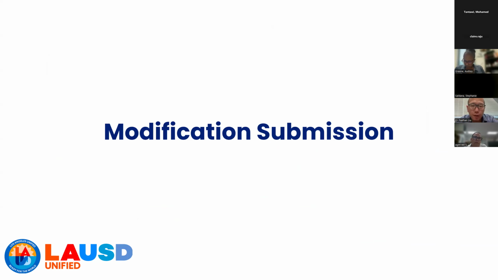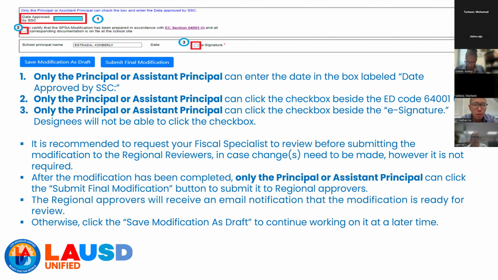And now I'll cover modification submission. So only the principal or assistant principal can enter the date in the box labeled Date Approved by SSC. And only the principal or assistant principal can click the checkbox beside the Ed Code 64001. And again, only the principal or assistant principal can click the checkbox beside the e-signature. Your designees will not be able to click these checkboxes.